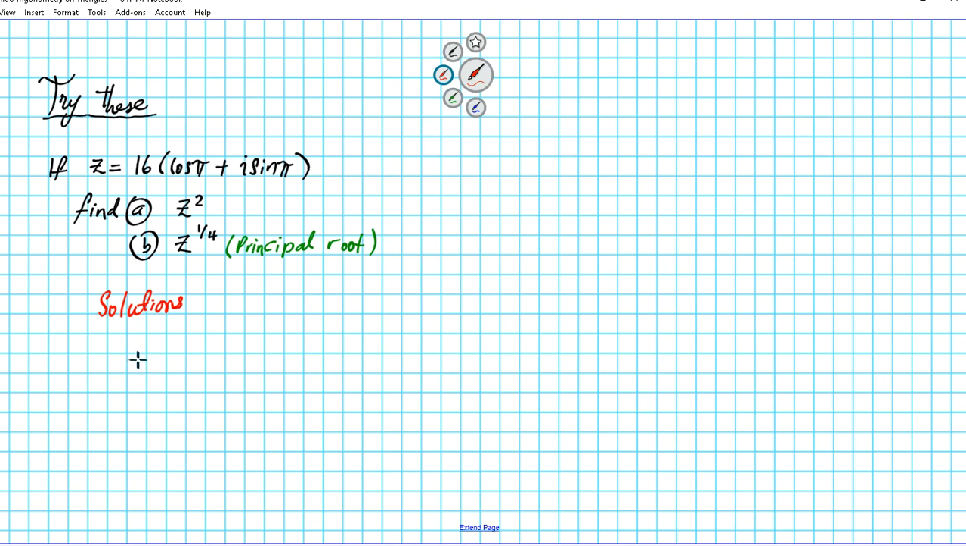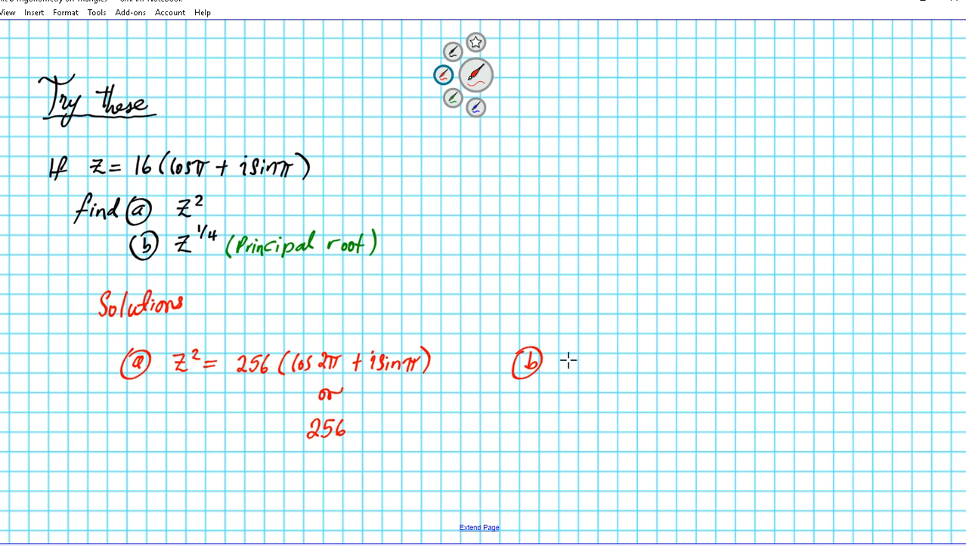So for the a part, z squared is equal to 256 cosine 2 pi plus i sine 2 pi in polar form. And then in rectangular form, this is just 256. Okay. All right.